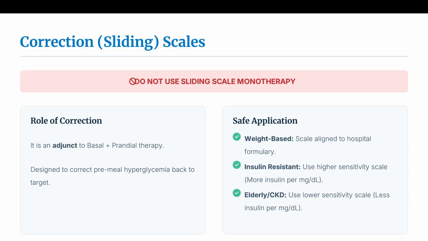Safe application: it is a weight-based scale aligned to the hospital formulary. Insulin resistant: use a higher sensitivity scale if the patient is insulin resistant. HbA1c is one of the criteria for defining insulin resistance. The higher the HbA1c, the more the insulin resistance. Elderly and CKD patients: use a lower sensitivity scale, less insulin per milligram per deciliter.